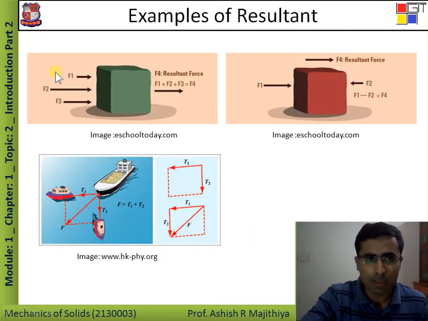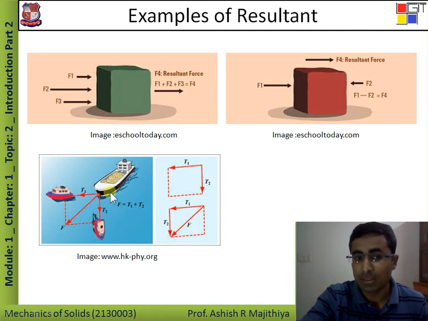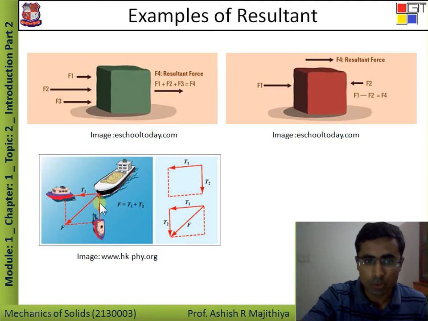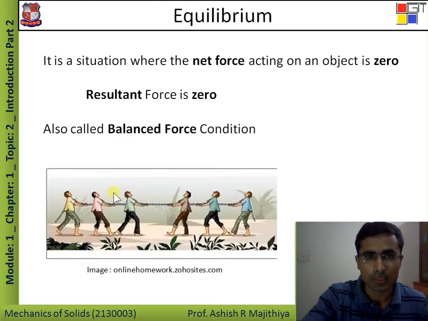So all the forces are causing the same effect as the resultant force. In this example, 3 forces are acting in the forward direction. So the resultant of them will be in this forward direction. Here one force is forward and the second force is backward. So the resultant will be in the forward direction because the magnitude is higher for F1 and lower for F2. In this example, a steamer is being carried by 2 small boats. So 2 forces are acting in this direction and this direction, but finally the boat will travel in the forward direction. Why? Because the resultant of these 2 is in the forward direction.